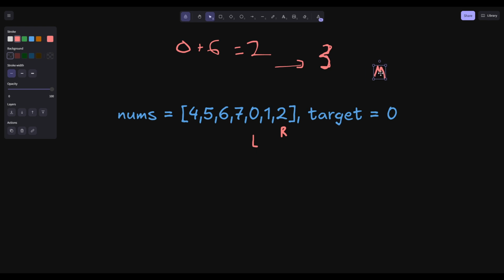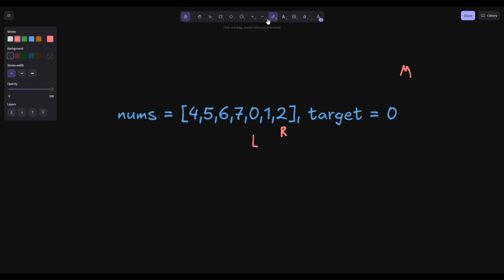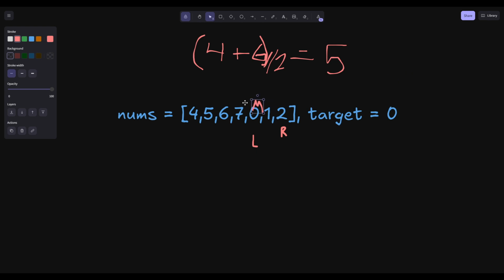And now we're going to have to calculate the midpoint again, right? So this would be 0, 1, 2, 3, 4. So we would have 4, plus 6. Take the floor of that by 2, right? So 4 plus 6 is 7, 8, 9, 10. 10 divided by 2 is 5. So our midpoint should be 5, right? So our midpoint should be right here.